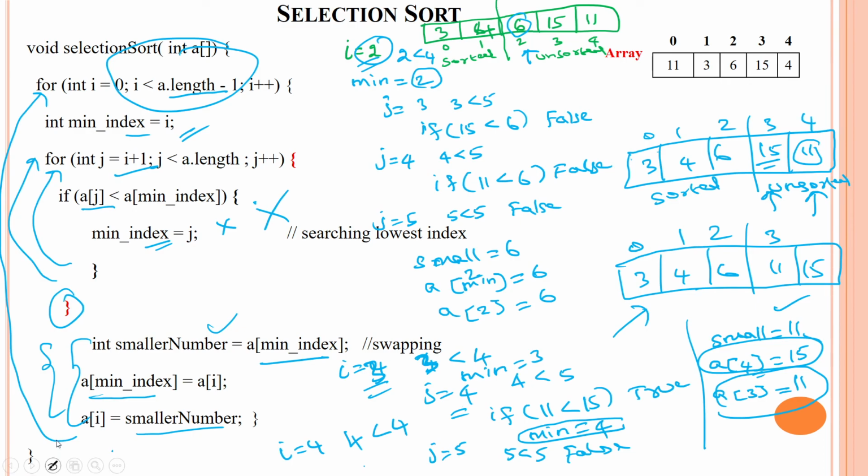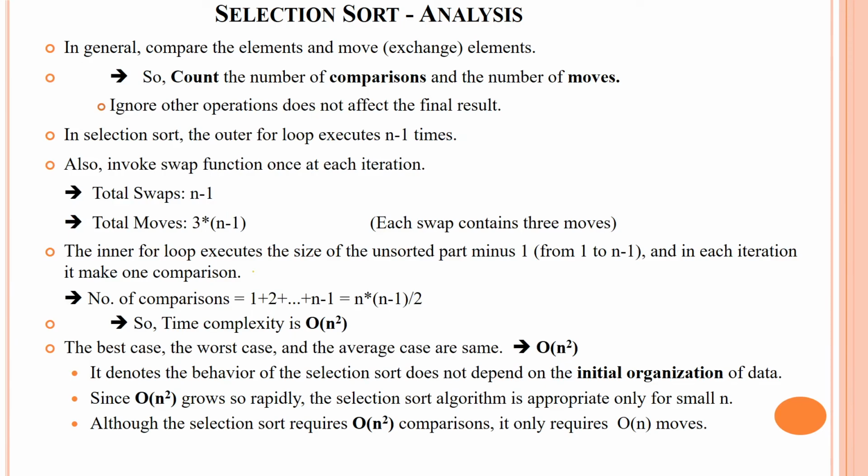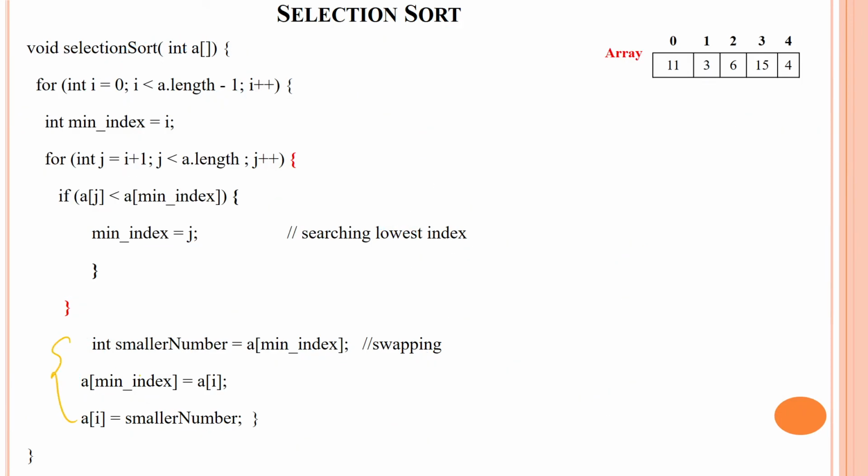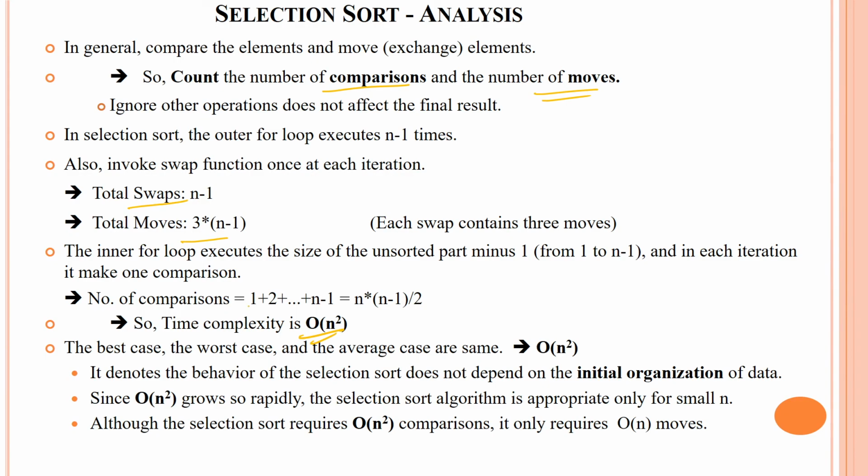So here the time complexity is order of n square, because each time we are comparing the number with all the numbers available in the unsorted list, and we are moving that value into the suitable place. So the number of swaps is n minus 1. For n minus 1 times, we are taking n into n minus 1 divided by 2. So here n square minus n divided by 2 will come. The dominating term is n square, so order of n square is the time complexity.